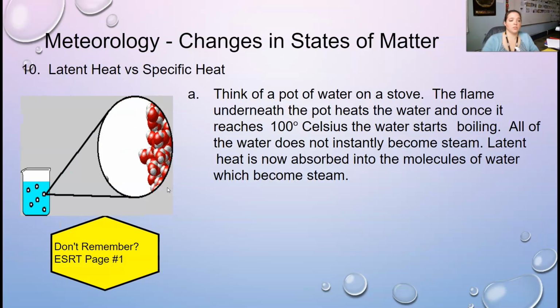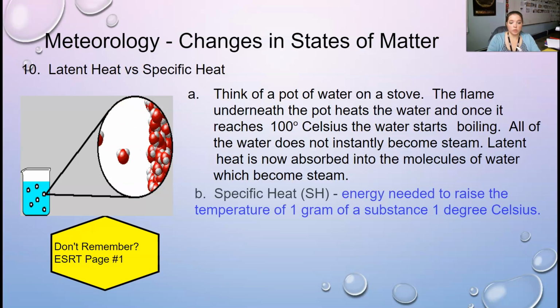All right, so changes of matter. Latent heat versus specific heat. Think of a pot of water on a stove. Again, we're going back to yesterday. The flame underneath the pot heats the water, and once it reaches 100 degrees Celsius, the water starts to boil. All that water does not instantly become steam. Latent heat is now absorbed into the molecules of water, which become steam.